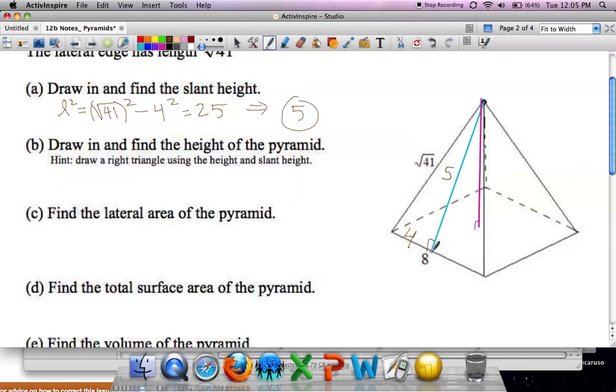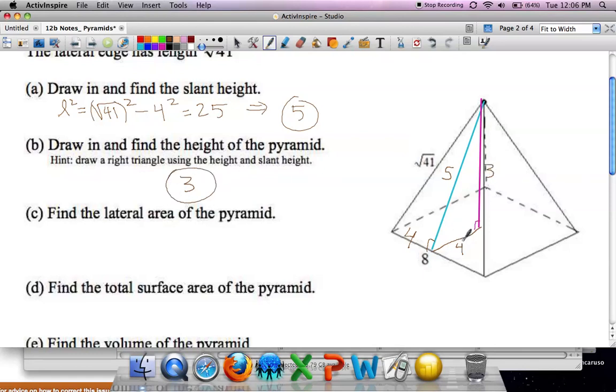But do we know from here to here? Well, if this whole side is 8, half of 8 is 4. So you can solve this. This is a 3, 4, 5 right triangle. 4 squared plus h squared is 5 squared. And it turns out that this is actually 3. The height of the pyramid is 3.